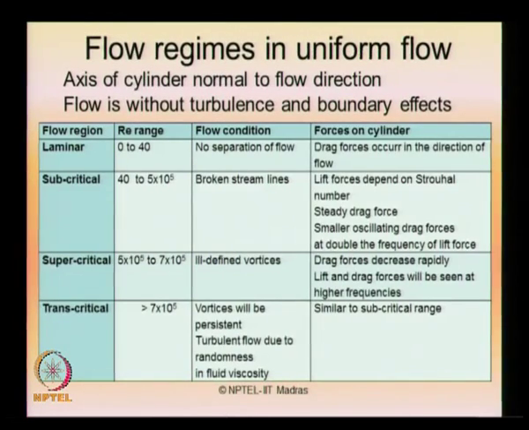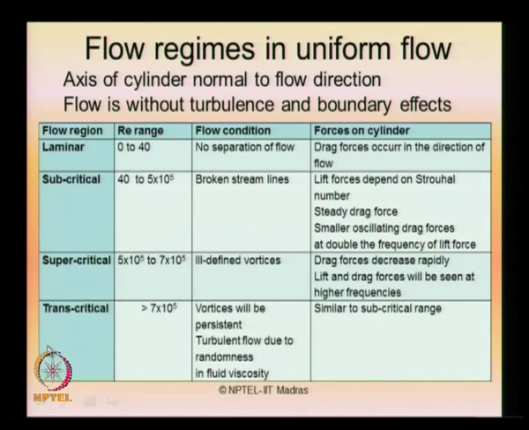If you look at the fluid regimes in the uniform flow, let us say the axis of the cylinder remains normal to the flow direction, the flow direction may be horizontal. The flow is considered to be without any turbulence and boundary effects, it is a free flow domain. In that case the flow region can be divided into four: laminar, subcritical, supercritical and transcritical.